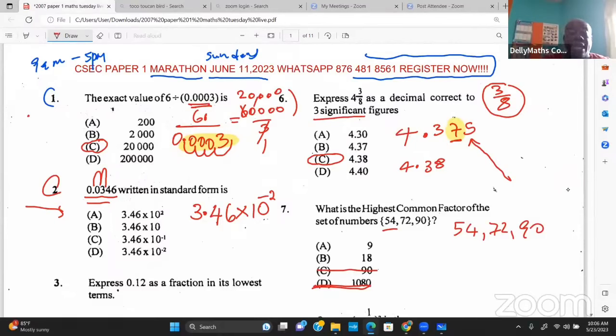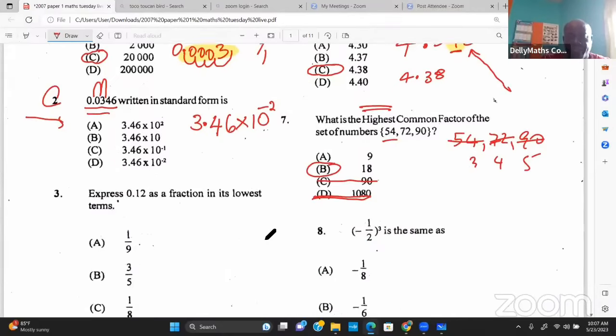All right, so you're looking at 9 and 18. Which one of these could go into these? And you're going to realize that 9 could go into these as well as 18. But because we want the highest one, we're going to have to choose 18. Because 18 could go into this about 3 times, and it could go into that about 4 times, and this about 5 times. So 3, 4, and 5. Yeah. So 18 is the highest common factor there.